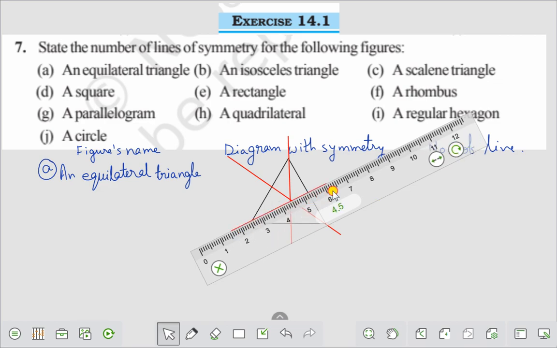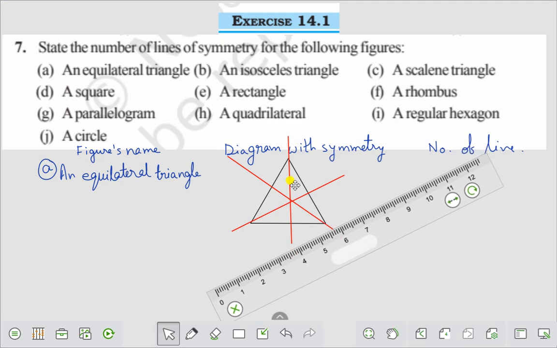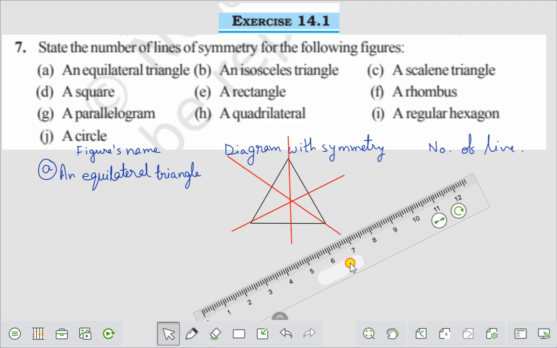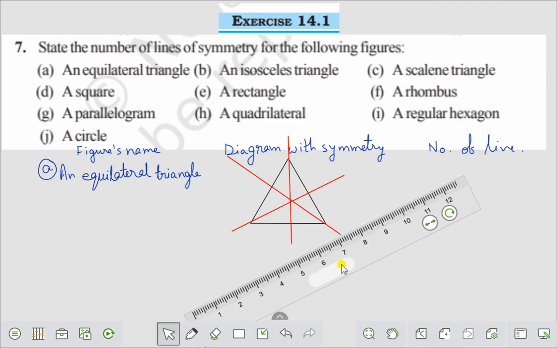Another symmetrical line, right? Therefore we got three symmetrical lines. Therefore the number of symmetrical lines is 3. Here you see, that is 3 for an equilateral triangle, right?